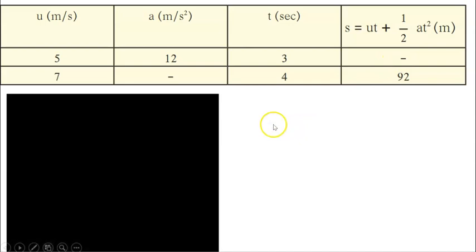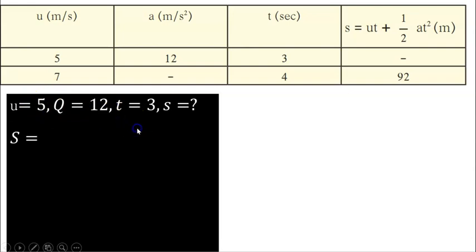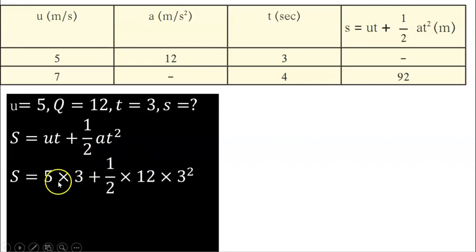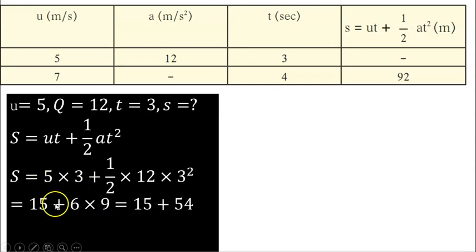Okay. Now the first, u is equals to 5, a is equals to 12, t is equals to 3, s is equals to question mark. s is equals to ut plus 1 upon 2 at square. This is the first kinematical equation. That is, u is 5, t is 3, 1 upon 2. Substitute the values. या values इथे substitute करणार. 1 upon 2, a is 12, and t square means what? 3 square, and hence 5 into 3, 15.